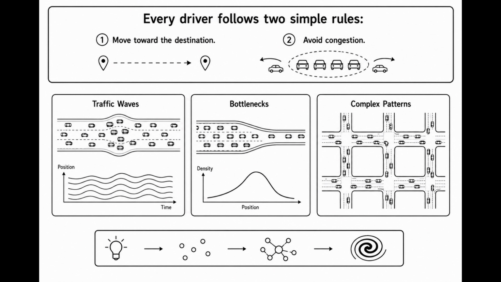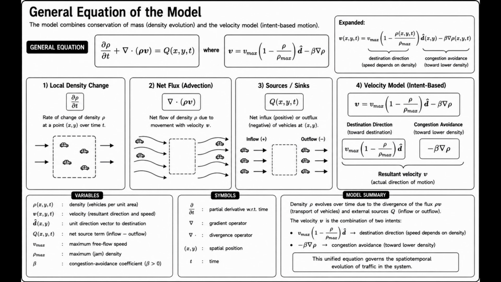No driver is trying to create traffic jams. Every driver follows two simple rules: move towards the destination, avoid congestion. Yet when thousands of drivers follow these rules simultaneously, traffic waves, bottlenecks, and complex patterns emerge. Now, we can bring everything together. The conservation equation tells us how traffic density changes over time. The velocity model tells us how drivers choose their movement. When we combine these two ideas, we obtain the complete traffic model.